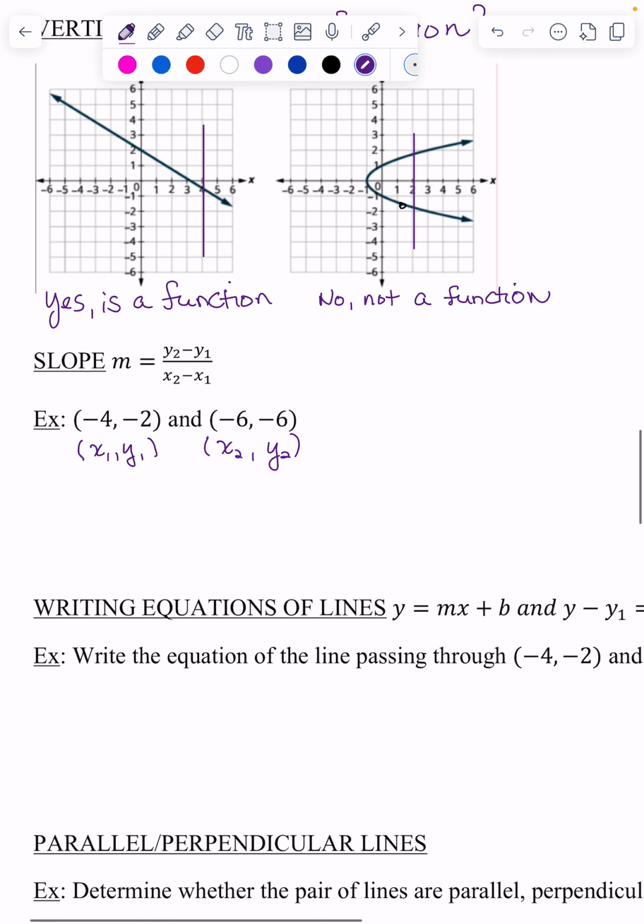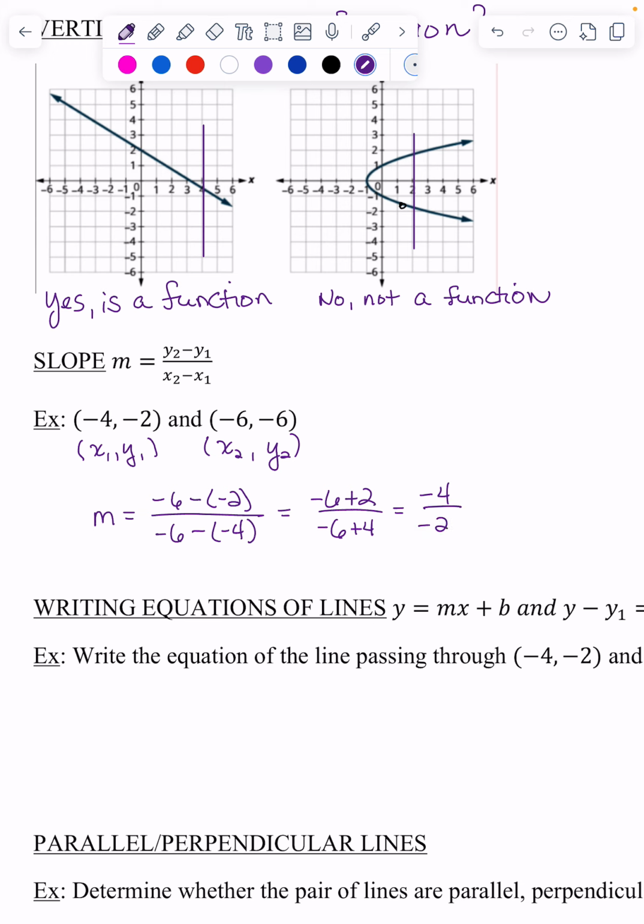So if I'm looking at my slope, I'm going to say m is equal to y2, here is negative 6, minus my y1, which is negative 2, over my x2, negative 6, minus negative 4, which is my x1. So there I'm going to get negative 6 plus 2 over negative 6 plus 4. That's going to be equal to negative 4 over negative 2, and that's going to reduce to just 2. And that's equal to my slope.